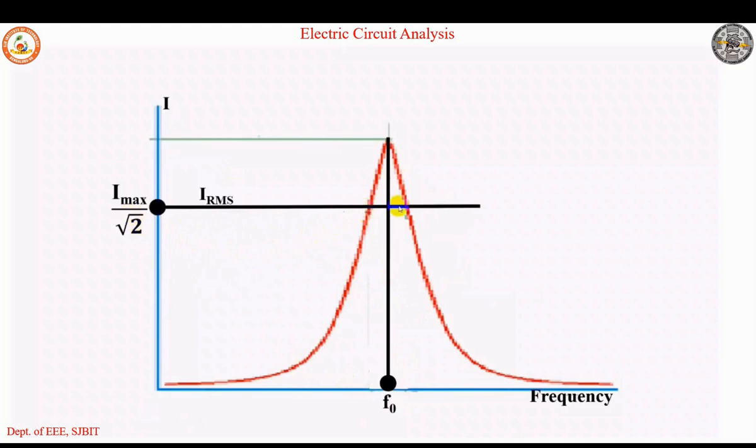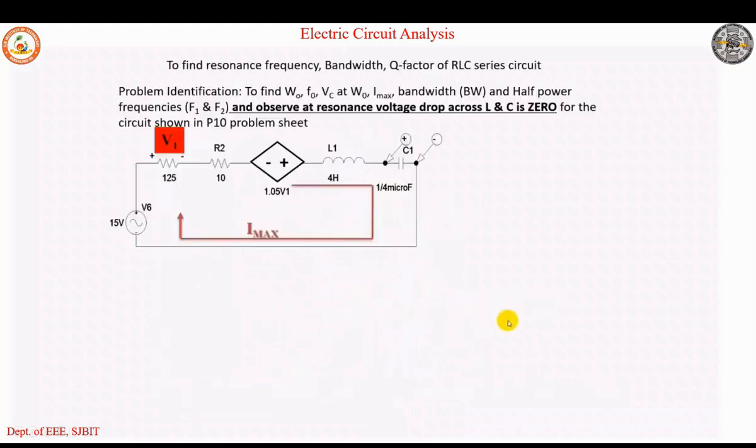We get two half power frequencies. That means at these two particular frequencies the power is halved. They are named F1 and F2, and the difference between these two is called the bandwidth. That is, F2 minus F1 gives us the bandwidth. So let's see the problem.